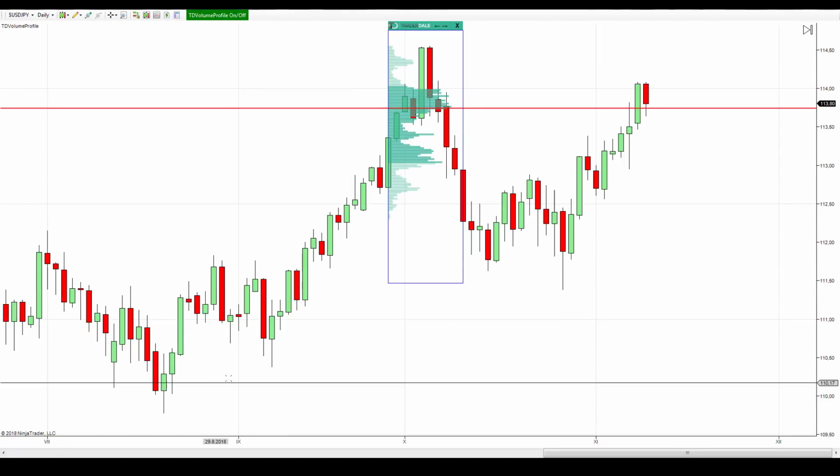Another nice reaction was on the US dollar Japanese yen. This is a daily chart of the US dollar Japanese yen, and there was a strong rejection of higher prices. Heaviest volumes within the rejection were right there. This was the short level, and right there this was the reaction which actually made from the high to the low of the day. So this was a very nice reaction.